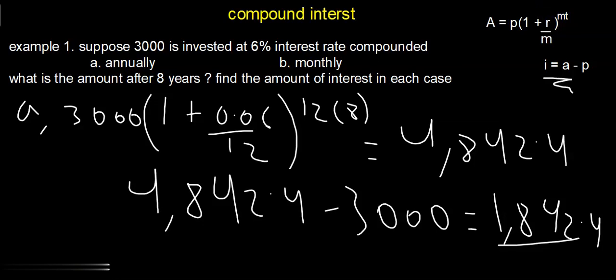Try to memorize this formula, and when you use it, after you get the answer, make sure you subtract 3,000 from the value that you get by using this formula. This is the whole thing you have to do when you encounter compound interest and also simple interest.